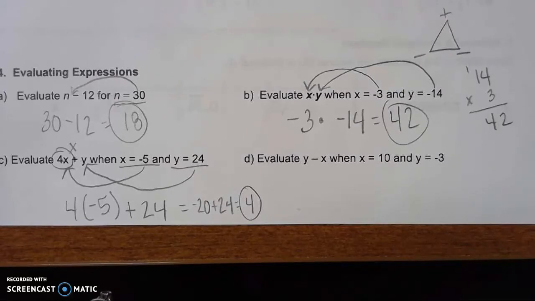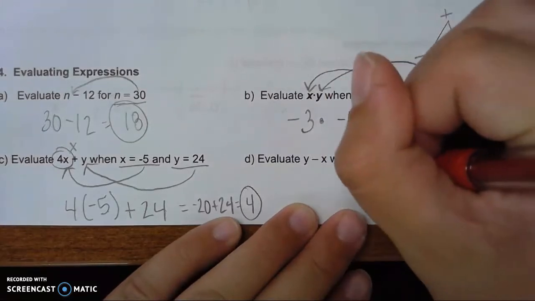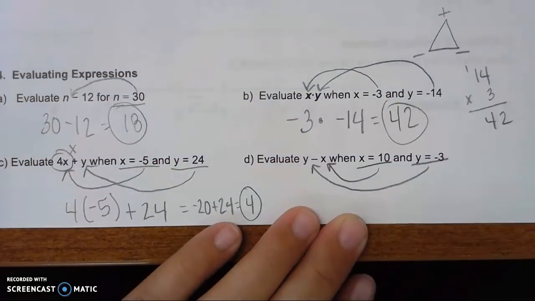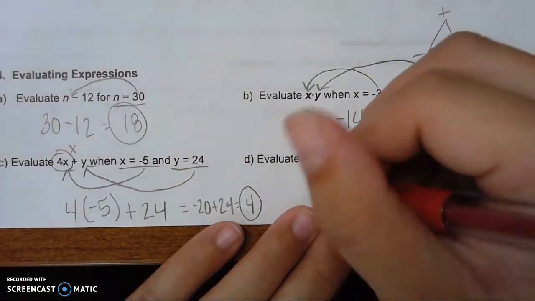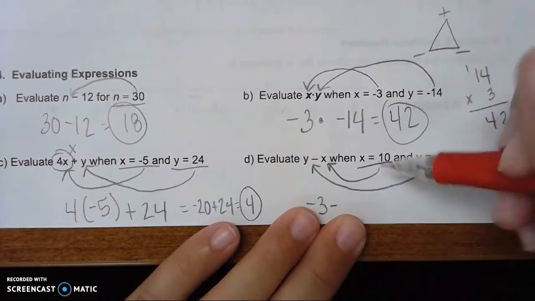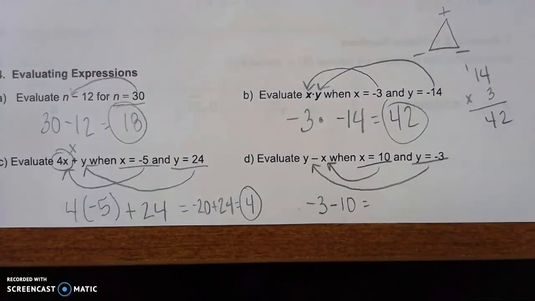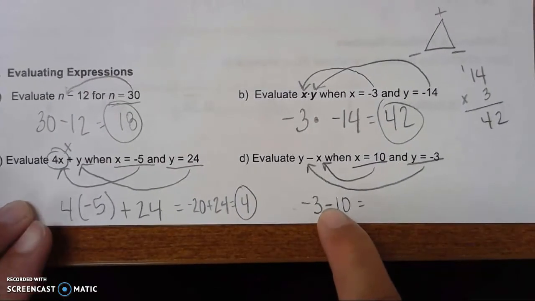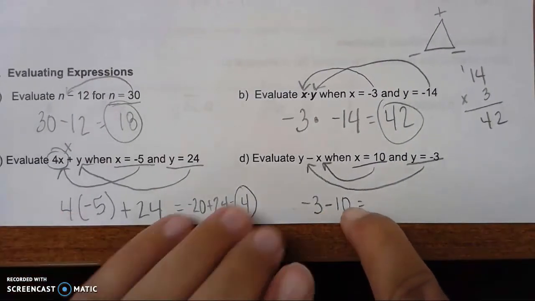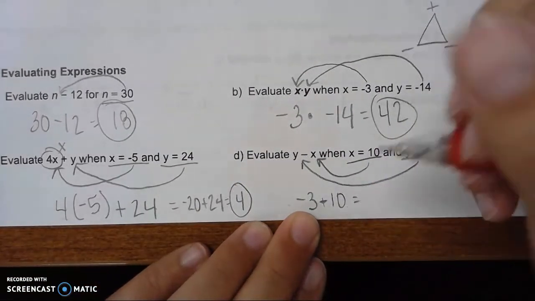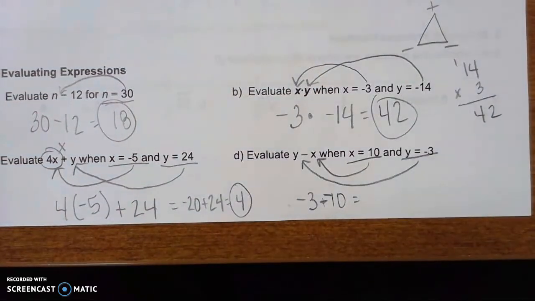Alright, and then this last one, evaluate y minus x when x is 10 and y is -3. So again, plug in your values where they belong in the expression. So y was -3, so it's going to be -3 minus, and x was 10. Now remember, back to your integer rules, I told you guys to always change subtraction to addition and add the opposite. So if I were to change subtraction to addition, and the opposite of a positive 10 is a -10, I now have -3 plus -10.